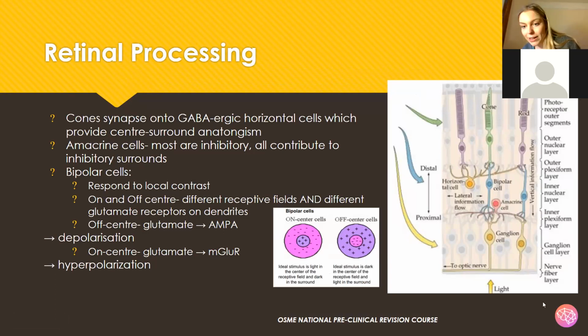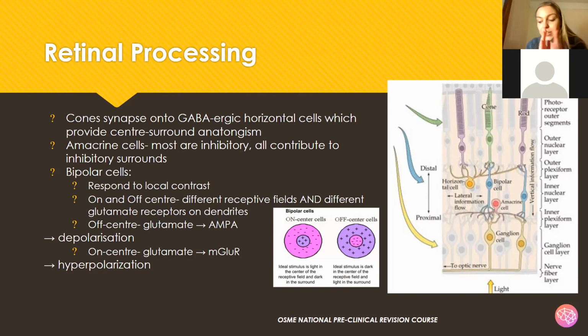So we really only talked about ganglion cells and rods and cones, but we have loads of cells in the middle here. So cones synapse, as we can see on this diagram, onto horizontal cells, and these are GABAergic cells, which provide center surround antagonism. What this basically means is these horizontal cells are inhibitory, they synapse back onto the cones surrounding them, and neighboring horizontal cells are connected to each other. So therefore each cone is inhibited in a network by the activity of neighboring cones.